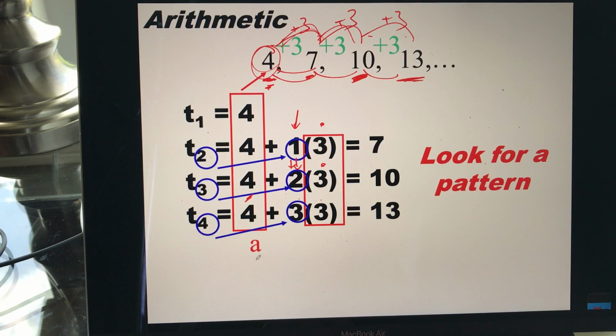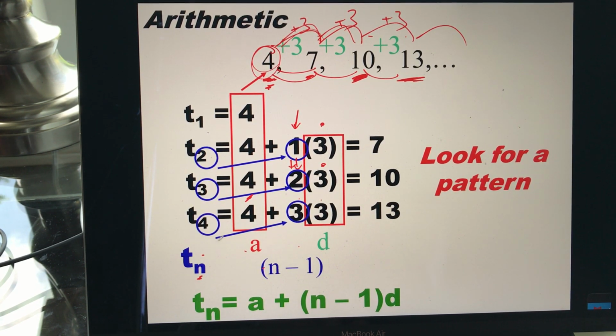We're going to use a for the first term. We're going to use d, the common difference. And if I'm going for t_n, the nth term, this multiplier is just n minus 1. I'm just multiplying by n minus 1, which is kind of cool. The fourth term means I have 3 additions. We don't want it to be 4, because that would overstep. We'd have 1 extra count. So these variables coming from the pattern will give us our formula. That's what it looks like.